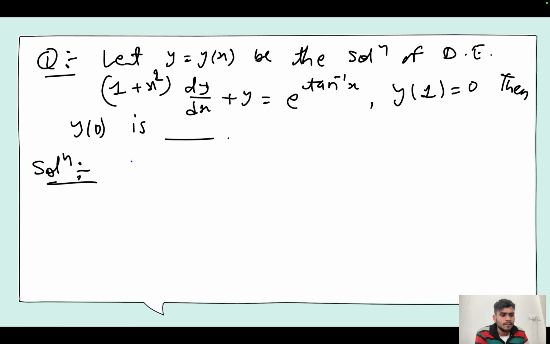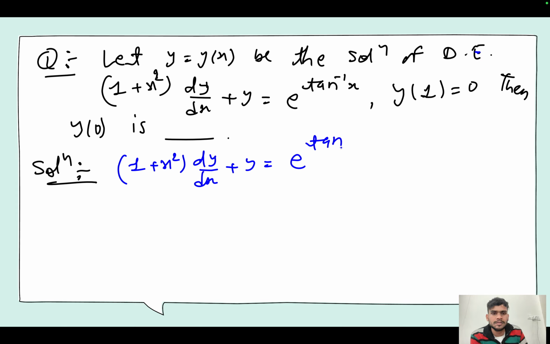We are given that y = y(x) is the solution of the differential equation (1 + x square) dy/dx + y = e to the power tan inverse x, with the initial condition y(1) = 0, then find y(0). So first write down this equation: (1 + x square) dy/dx + y = e to the power tan inverse x.